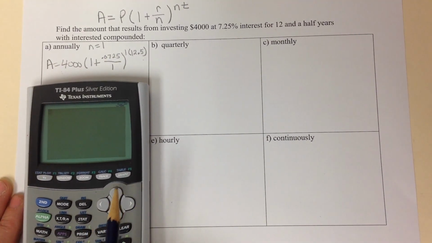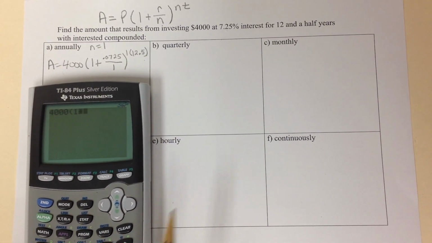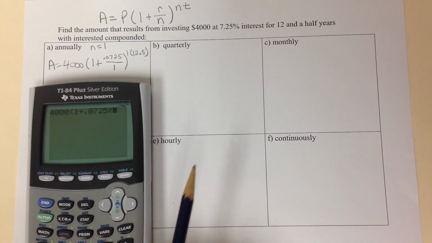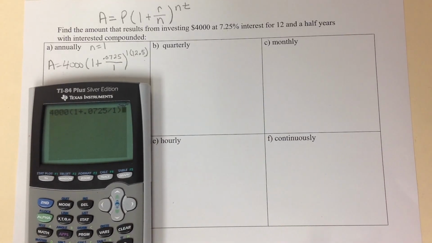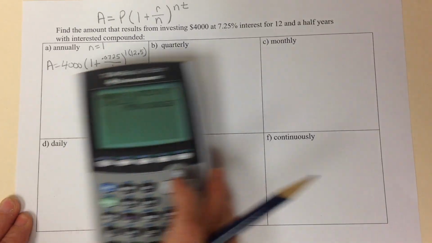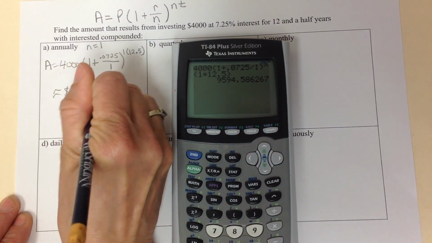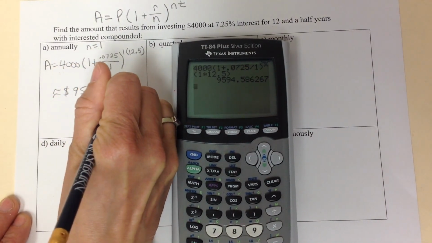So I have 4,000 times, so parentheses, 1 plus 0.0725 divided by, I'm going to go ahead and put the 1 in there, even though I know that that's just going to give me 0.0725. Raised to the, in the exponent, put parentheses, 1 times 12.5. And that gives me, when I round to 2 decimal places for money, $9,594.59.